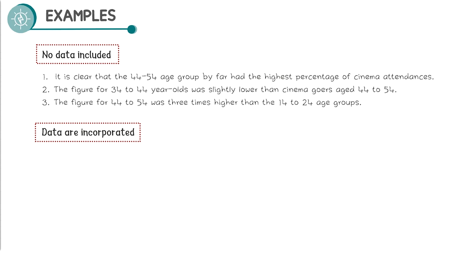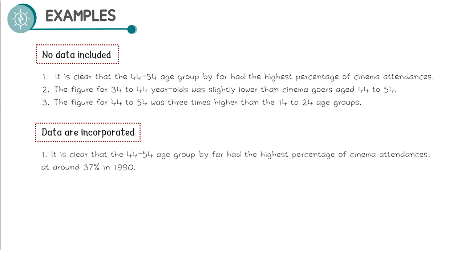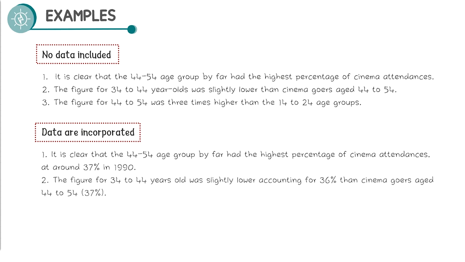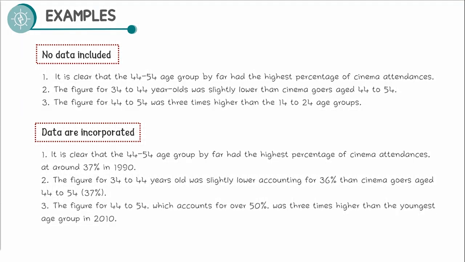Data are incorporated. It is clear that the 44 to 54 age groups by far had the highest percentage of cinema attendances, 37% in 1990. The figures for 34 to 44 years old was slightly lower, accounting for 36%, than cinema goers aged 44 to 54, 37%. The figures for 44 to 54, which accounts for over 50%, was 3 times higher than the youngest age group in 2010.